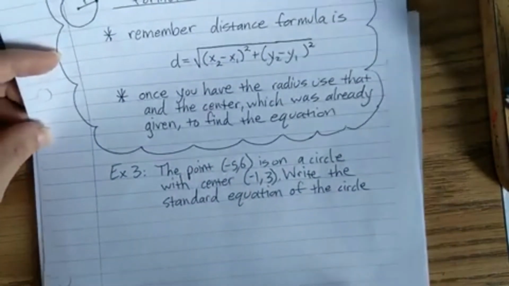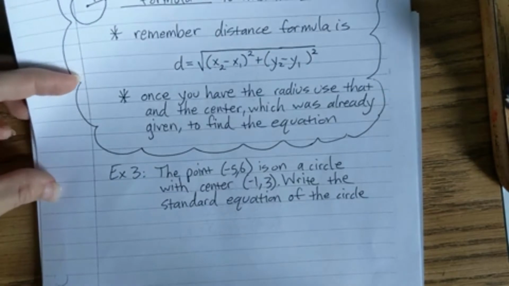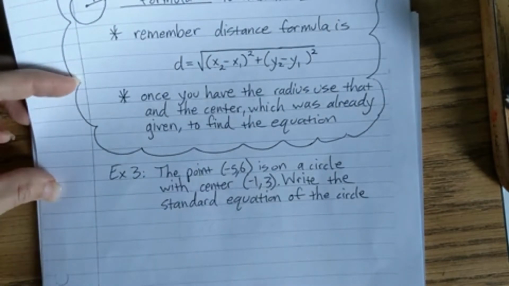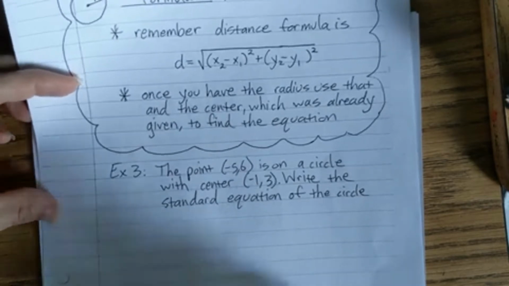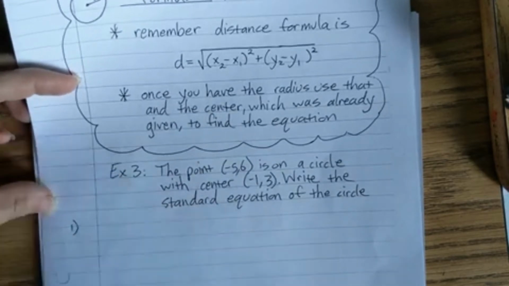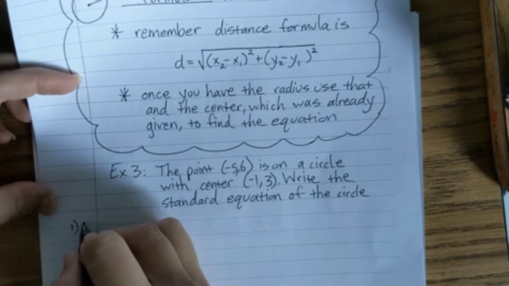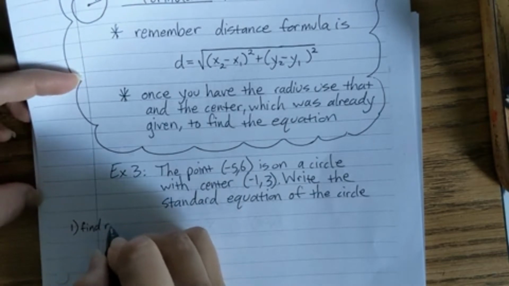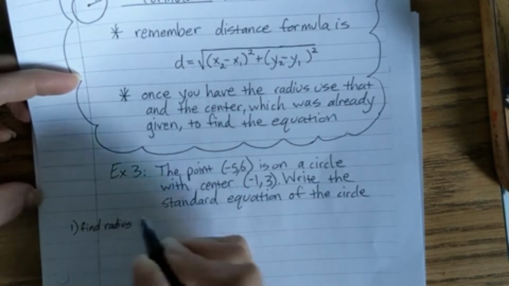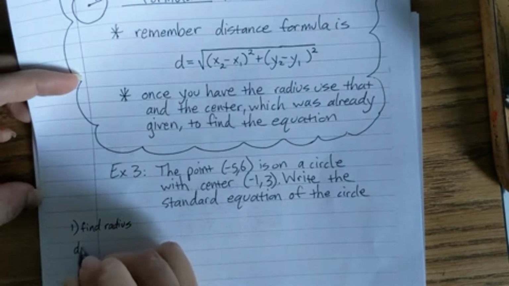So let's say you have this problem that says the point -5, 6 is on a circle and the center is -1, 3. Write the standard equation of the circle. Okay, so like we said before, our first step is to find the radius. Okay, so that's going to be using the distance formula.